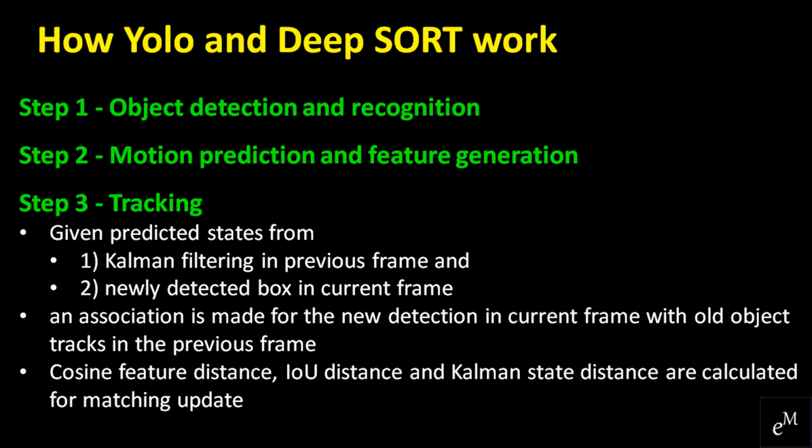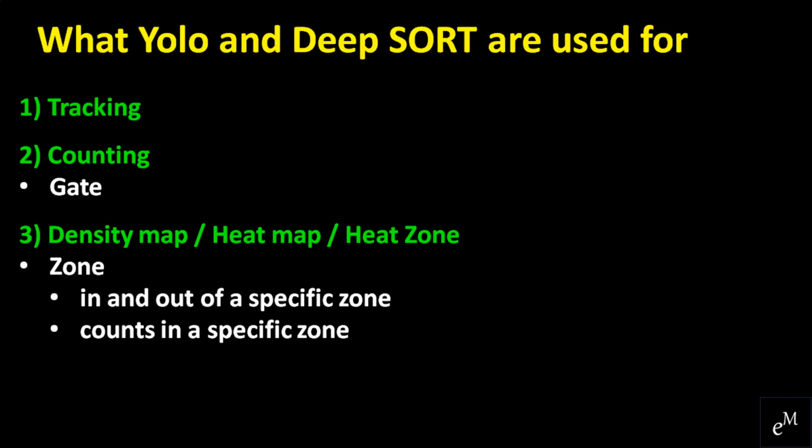In the final step, given the predicted state from the Kalman filter using the previous information and the newly detected boxes in the current frame, an association is made for the new detections with all object tracks in the previous frame. For each pair, the cosine feature distance, the IOU distance, and the Kalman state distance are calculated for matching updates. These three steps continue throughout the video frames and help us identify and track objects. DeepSORT is a very useful tool.